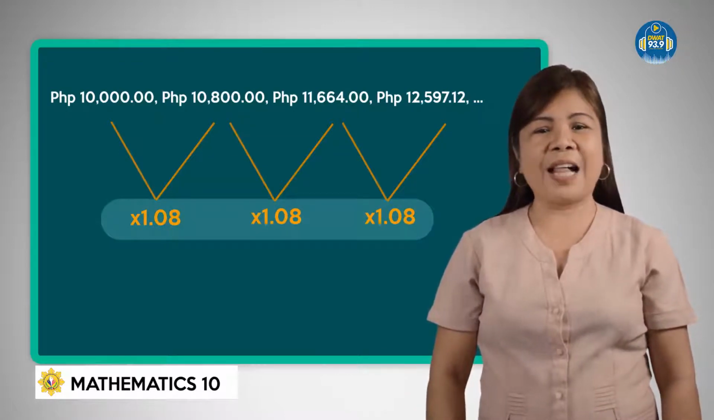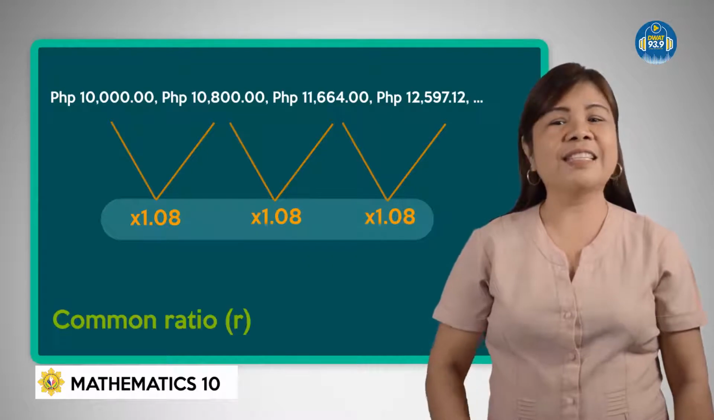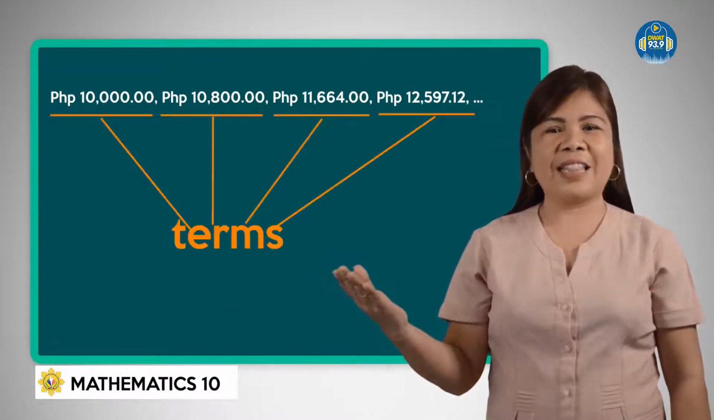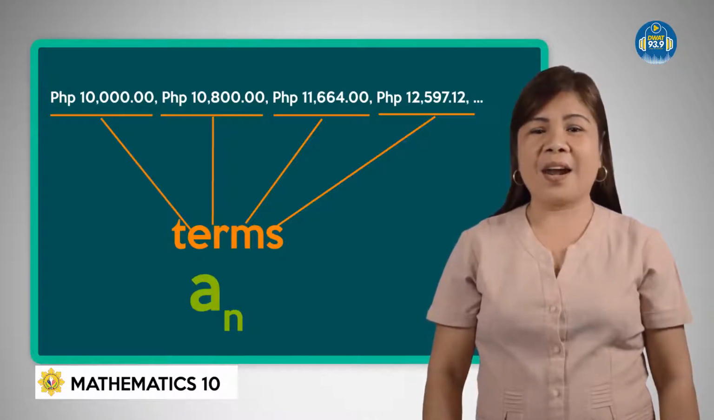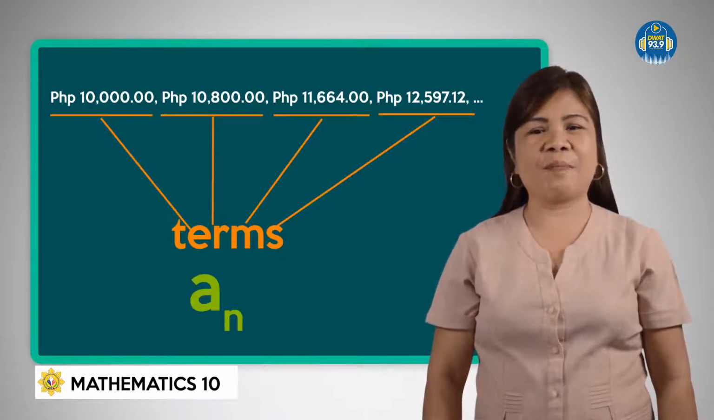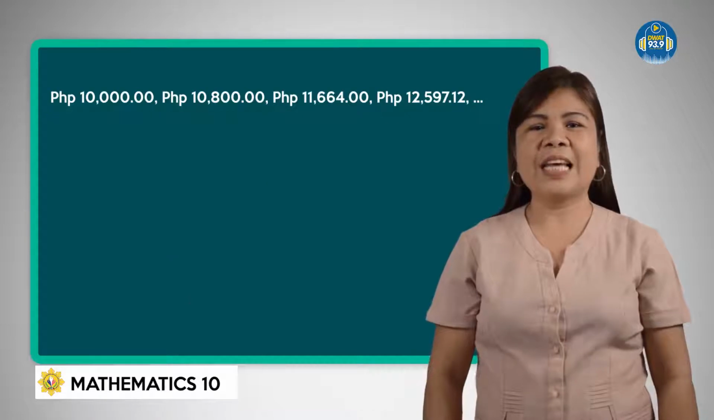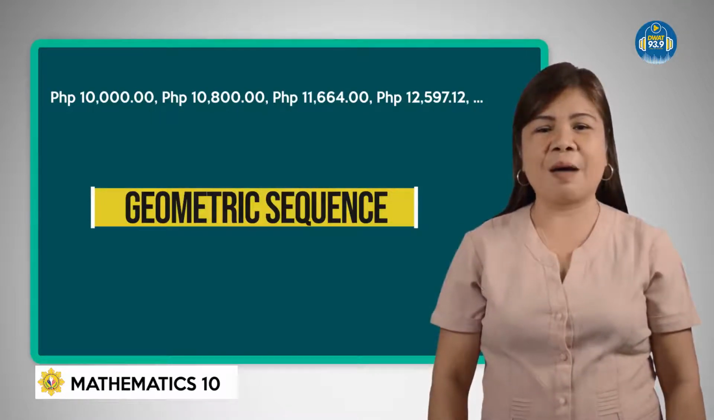The constant value is referred to as the common ratio r, and the terms can be denoted by A sub n, where n refers to the position of the term. This sequence is an example of a geometric sequence.